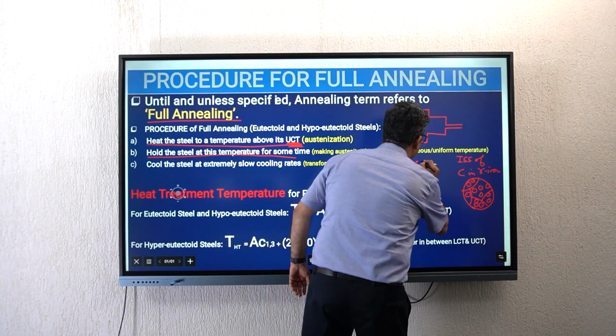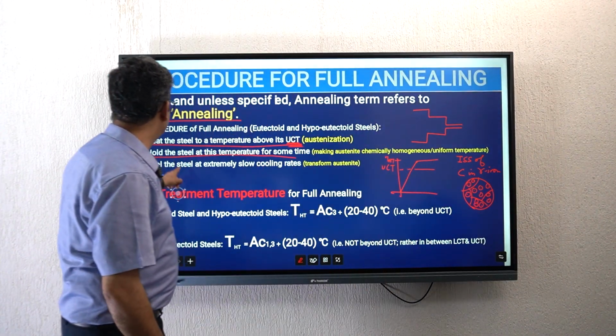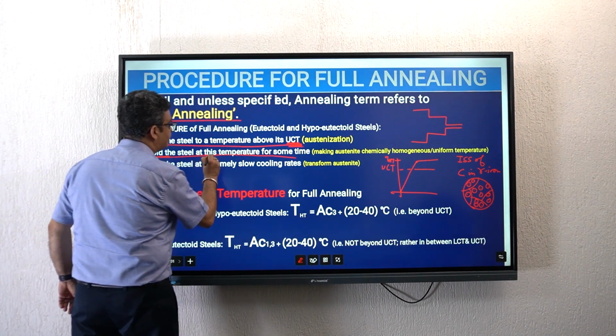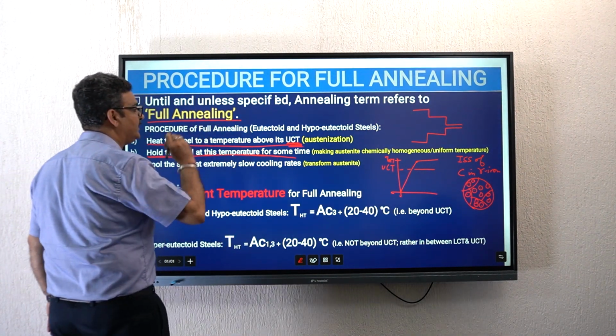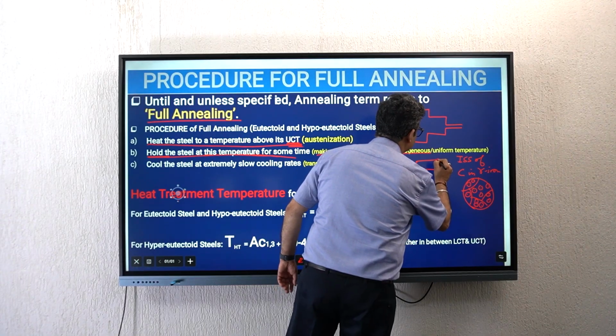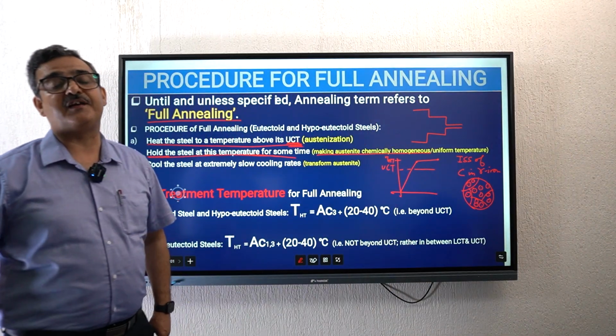So we will provide some soaking at this heat treatment temperature. So holding the steel or soaking the steel at this heat treatment temperature for some period of time to make austenite chemically homogeneous is the second step in every heat treatment.